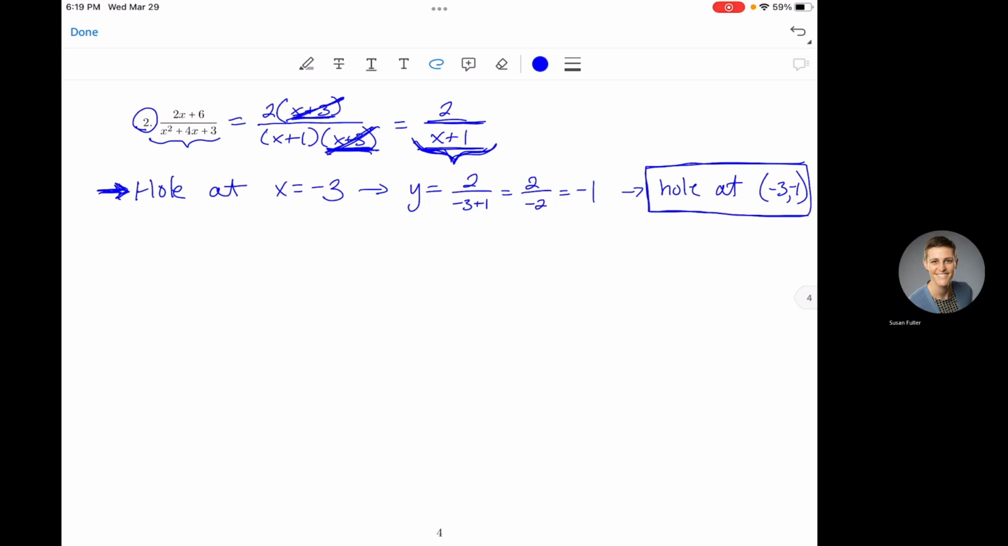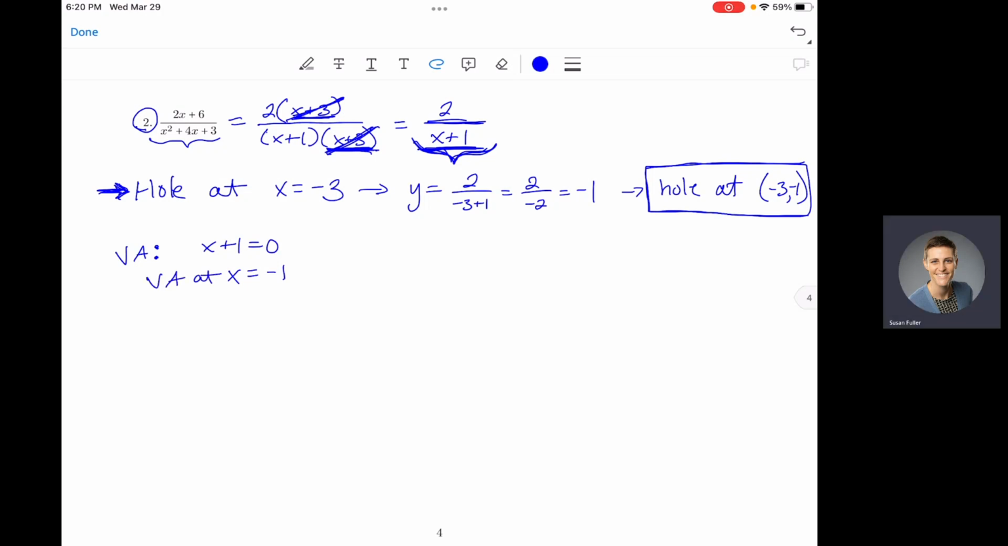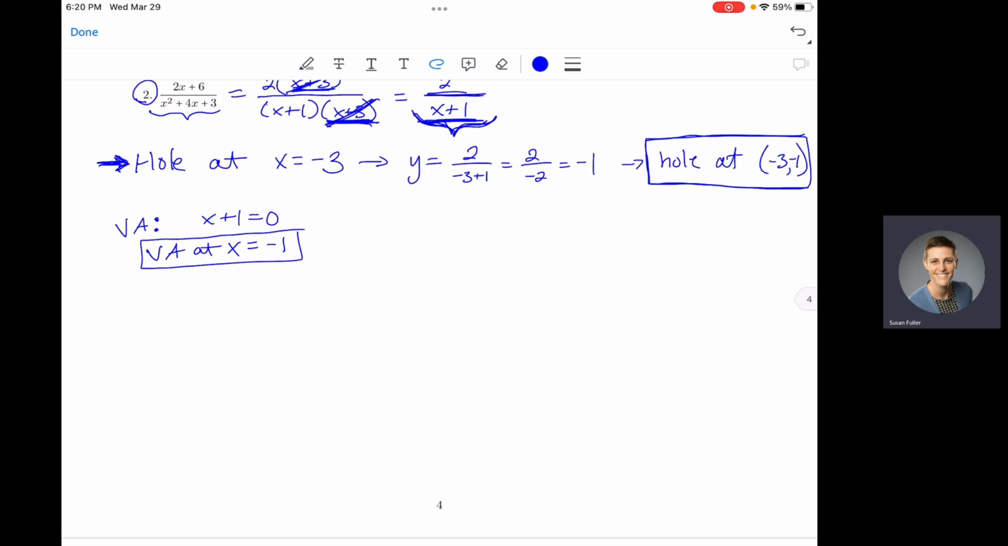Okay, so the next thing is our vertical asymptotes. Vertical asymptotes come from any factors on the bottom that don't cancel. We have this x plus 1 left on the bottom. So wherever x plus 1 equals 0, that's where my vertical asymptote is going to be. So my vertical asymptote is going to be at x equals -1. So I have a vertical asymptote there. And so that's our first part. We've done our holes and our vertical asymptotes. Those come from the domain where our denominator is equal to 0.